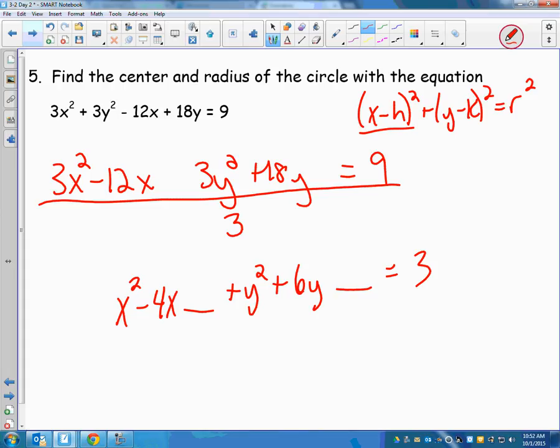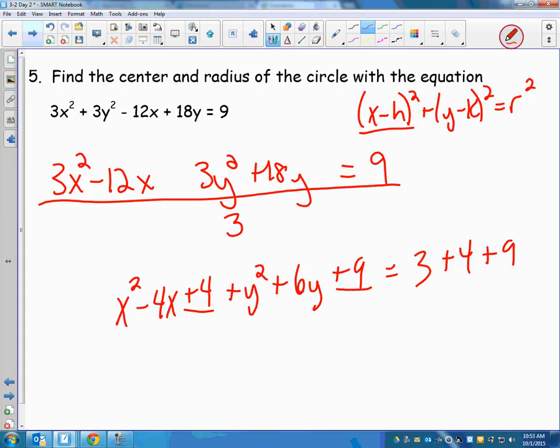Half of the middle number squared. So half of negative 4 is negative 2, squared is positive 4. Half of 6 is 3, 3 squared is 9. Am I good? And whatever you do to this side, you have to do to this side. So we have to add a 4 and a 9 over here. Yes?